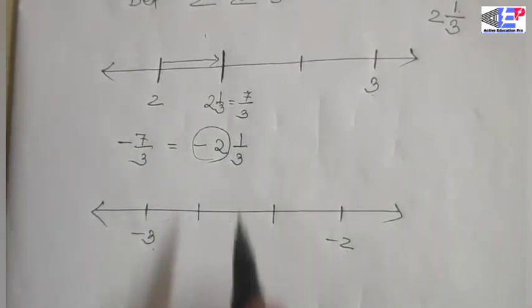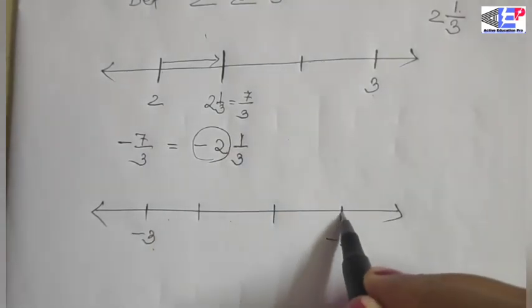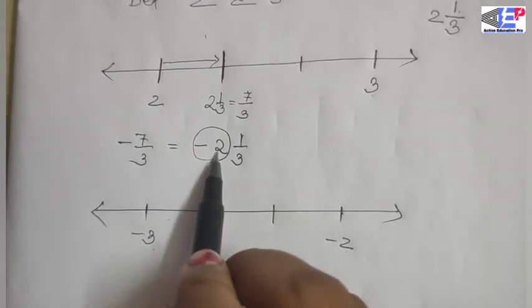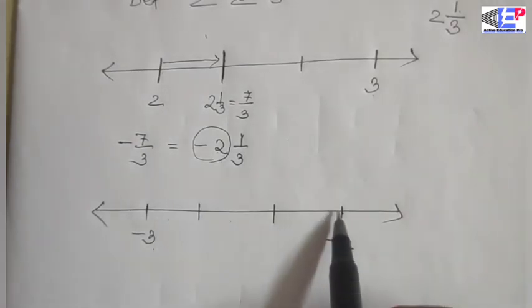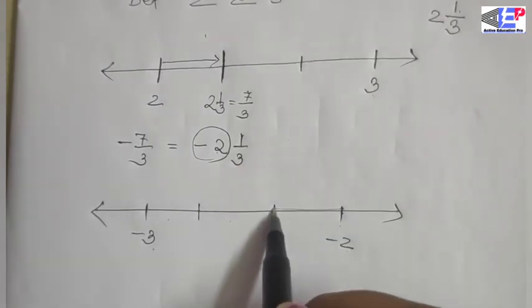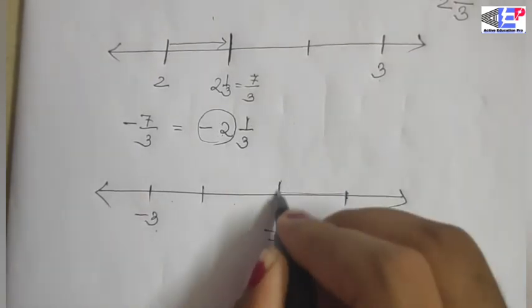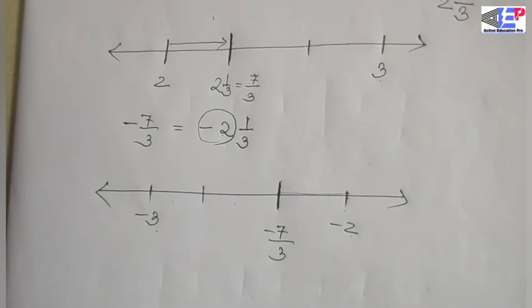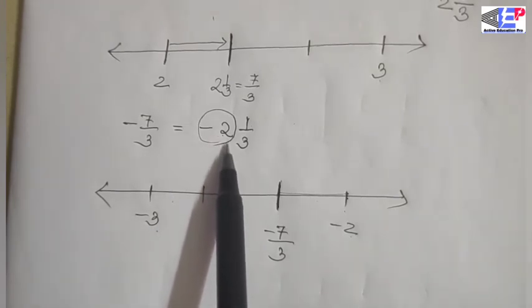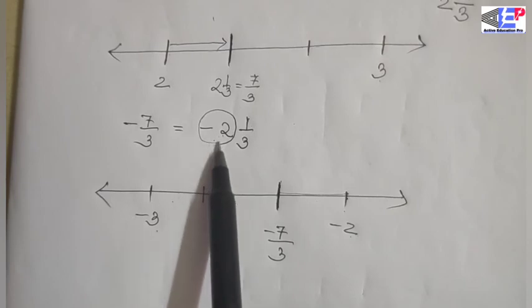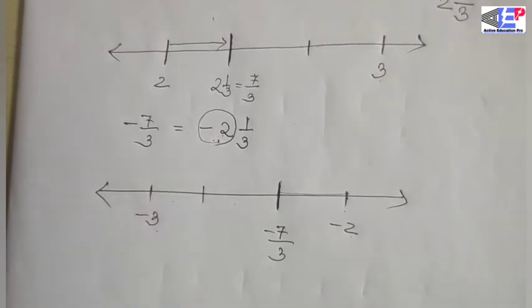The numerator tells us the number of parts from the whole number minus 2. The number 1 means the first part, and this point is for minus 7 by 3. Again I repeat: minus 7 by 3. First we convert it to a mixed fraction, and the whole number part is minus 2. So this number lies between minus 2 and its next number, minus 3. When we take negative rational numbers for plotting and need the next number, again I repeat, this is the most important thing.